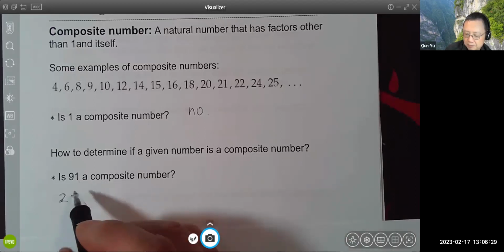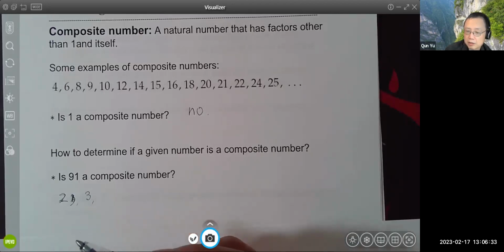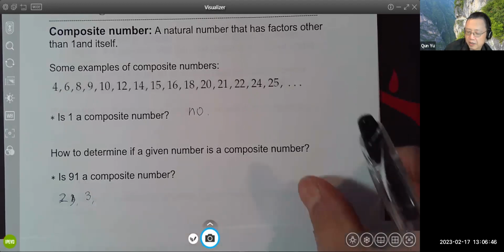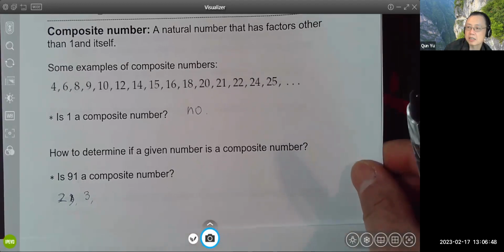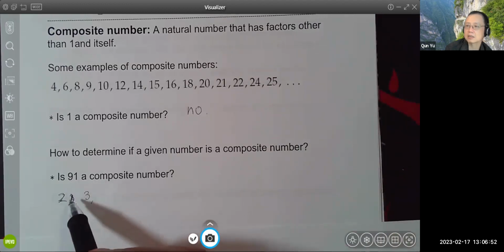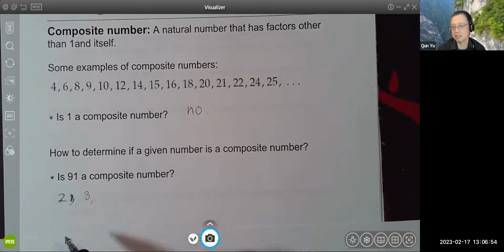Next prime number is 3. We already learned the divisibility test, the rule for a number divisible by 3: if the sum of the digits in the given number can be divided by 3, then the number itself can be divided by 3. 1 plus 9, the sum is 10, and 10 cannot be divided by 3. So 91 cannot be divided by 3.